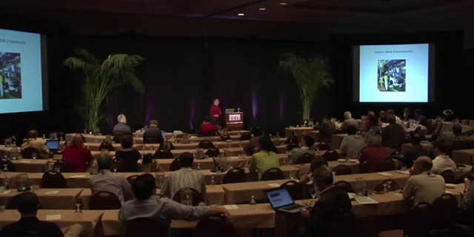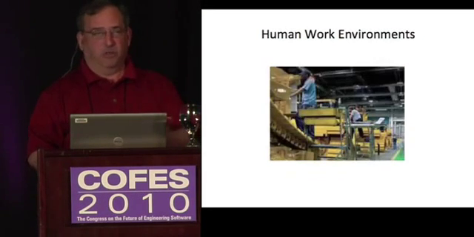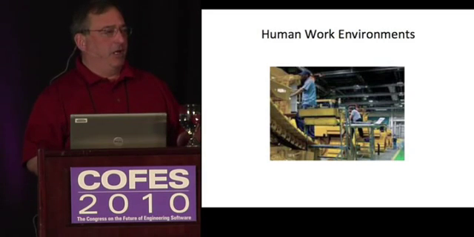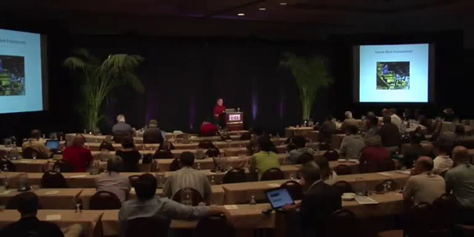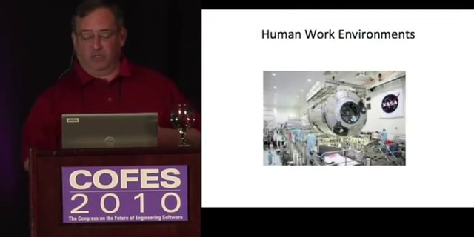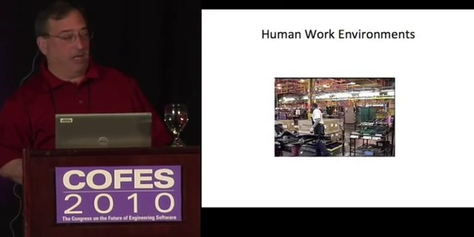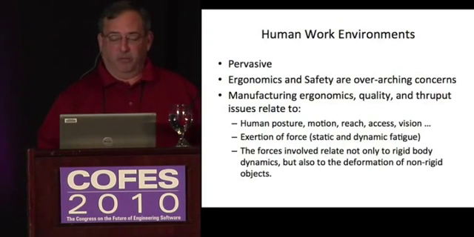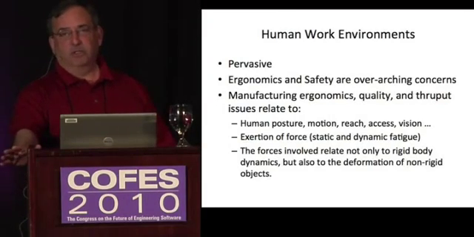So these virtual work environments are where people are performing work. And so here's an example from automotive. But one of the reasons I want to come and discuss this here today is because it's not an automotive problem. These same issues appear in defense and aerospace and construction, in consumer electronics, and so forth. So I'm really talking about wherever we have people doing work. They're pervasive. Ergonomics and safety are overarching concerns in the design and validation of these environments.